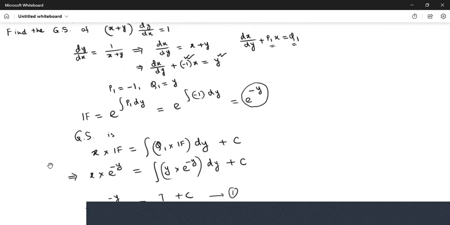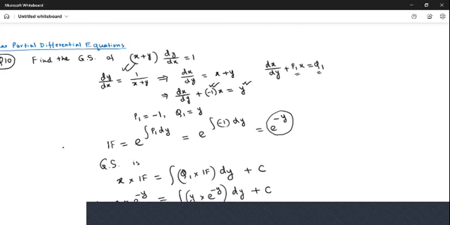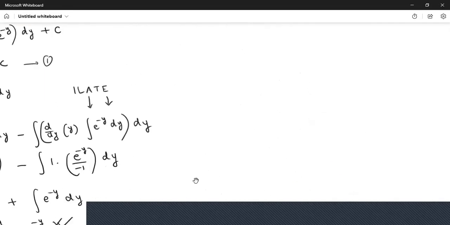I hope you understood this. So we started from here. Okay. So that is the general solution for this particular equation. All right. So let's go ahead. Then we will take another problem.